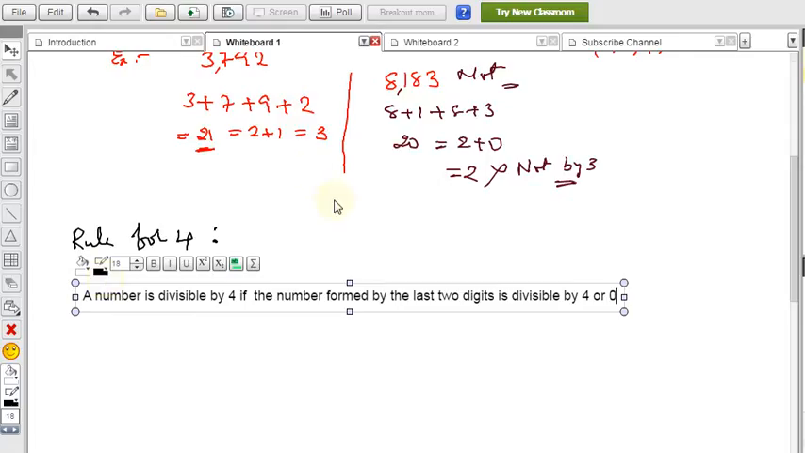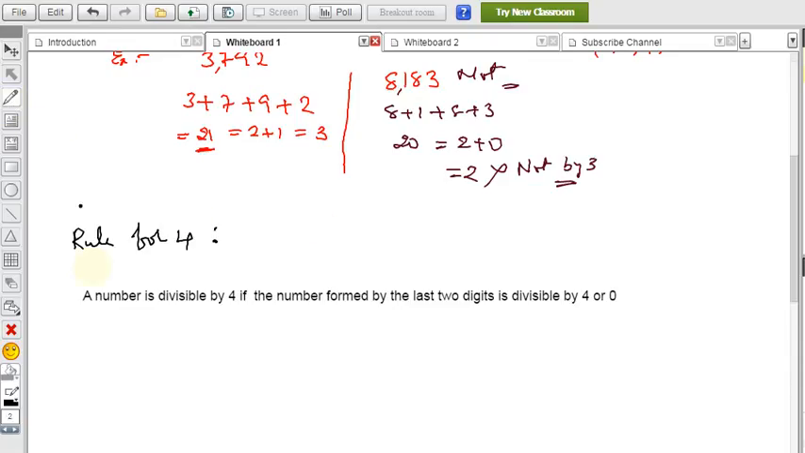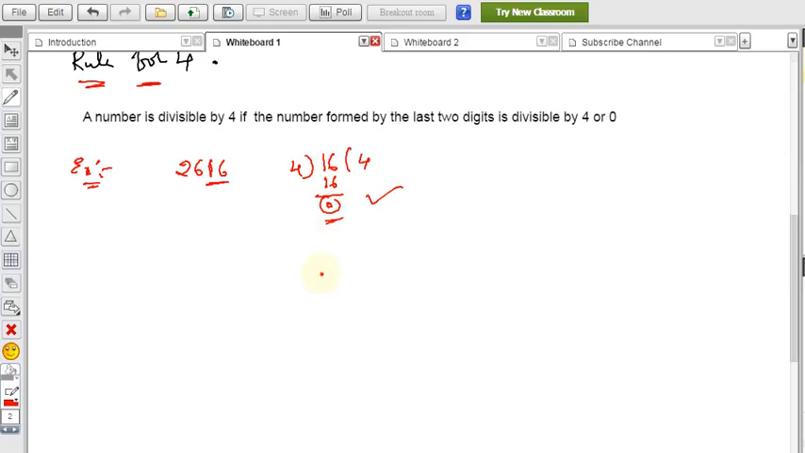Now here the number is given, and we need to check only the last two digits. Now for example, taking 2616. In this the last two digits are 16. 16 is divisible by 4, right? Therefore this number is also divisible by 4. 2616 is also divisible by 4. Only the last two digits we need to verify. This is the rule for 4. Okay, let's take one more example for rule 4.